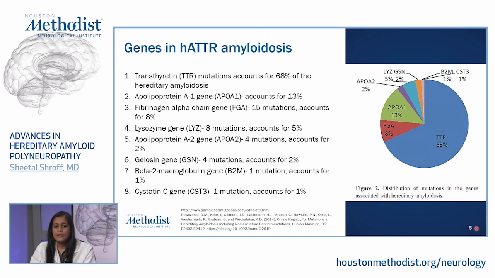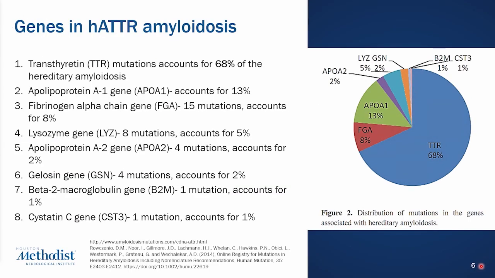Currently, in the online registry on amyloidosismutations.com, there are about 182 variants of genes known to cause hereditary amyloidosis. Transthyretin or the TTR mutations account for about 68%. Apolipoprotein A1 gene accounts for 13%. Fibrinogen alpha chain gene accounts for 8%. Lysozyme gene 5%. Apolipoprotein A2 2%. Gelsolin gene 2%. Beta-2 microglobulin gene 1%. And cystatin C gene 1%.